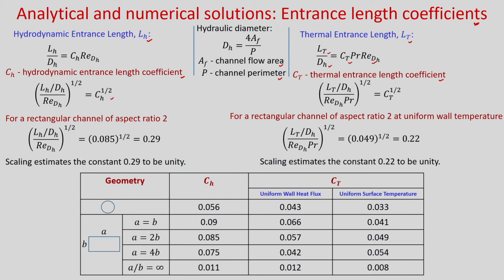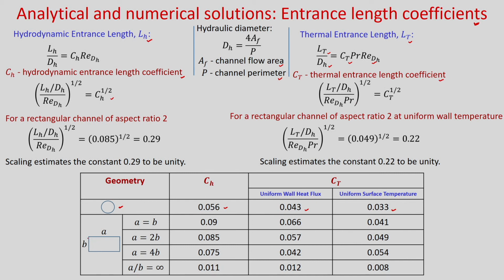So, you see this table. If it is a circular tube, then your hydrodynamic entrance length coefficient C_h is 0.056 and C_T, which is your thermal entrance length coefficient, depends on the boundary conditions. So, for uniform wall heat flux C_T is 0.043 and for uniform surface temperature it is 0.033.